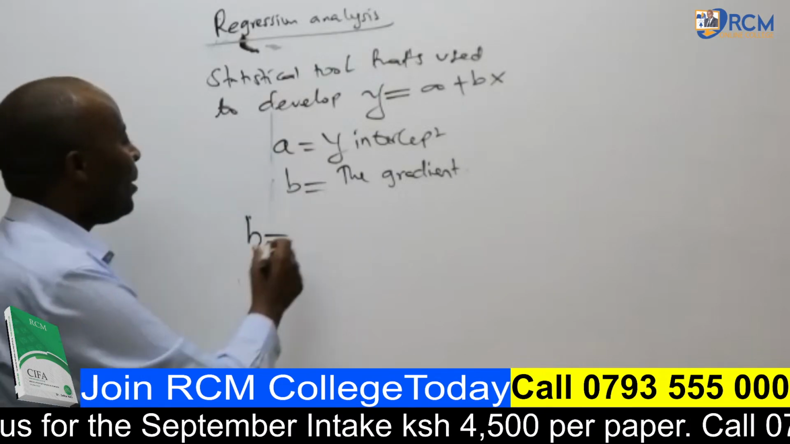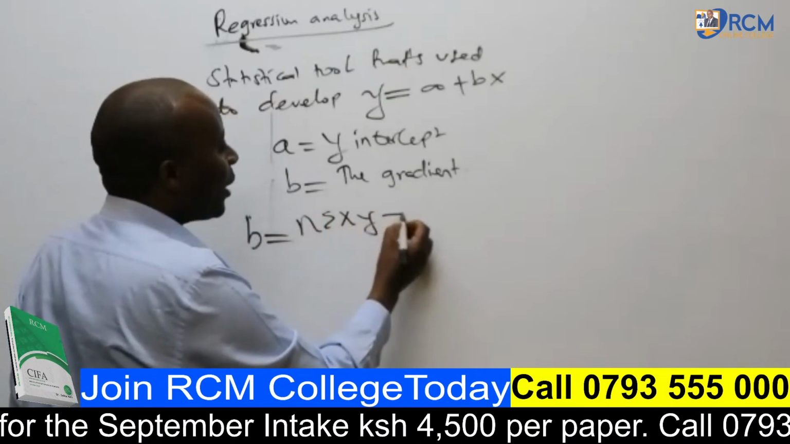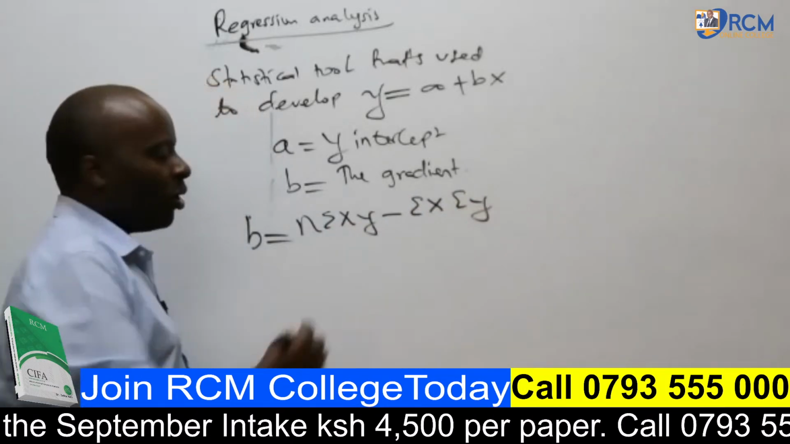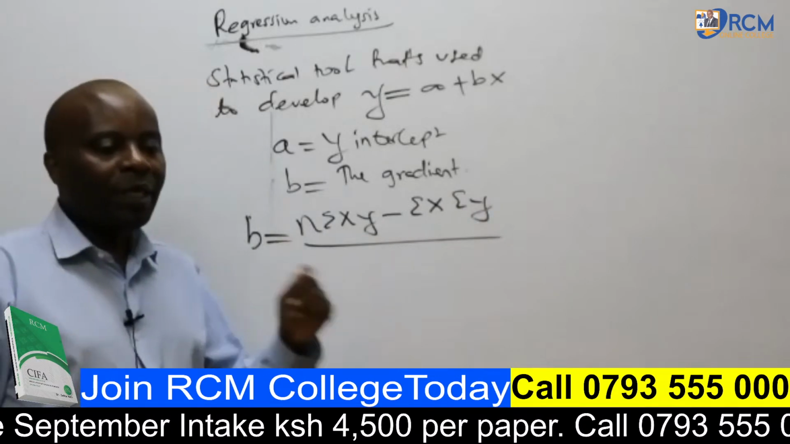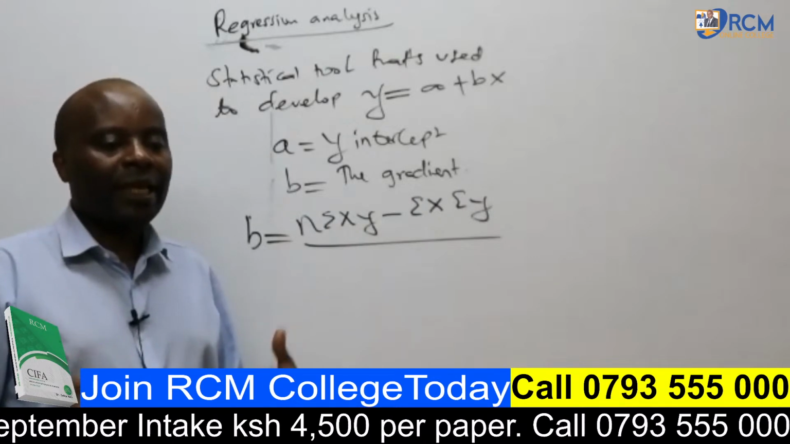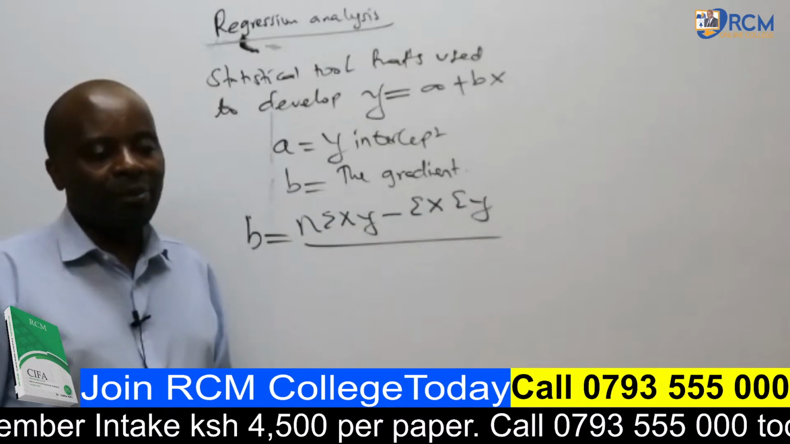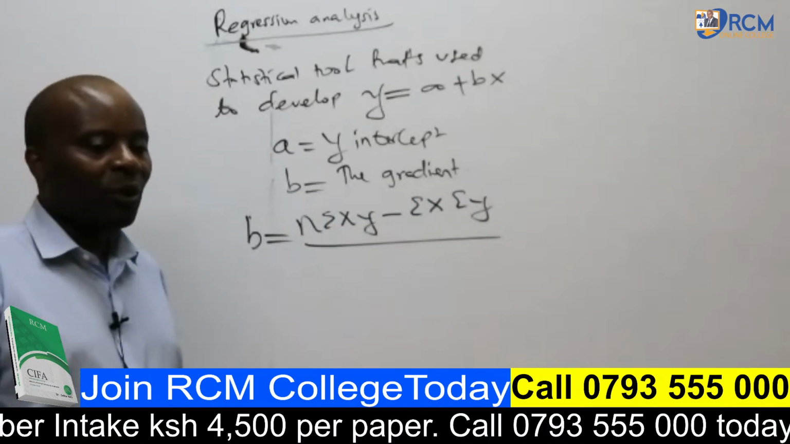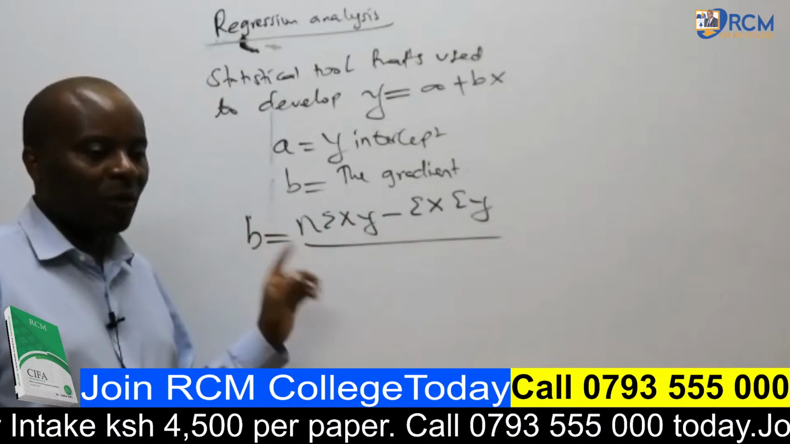He has said here B equals N summations of XY minus summation of X, summation of Y, all over... how about the denominator? Creativity is important. So this is the formula of getting the numerator of B.